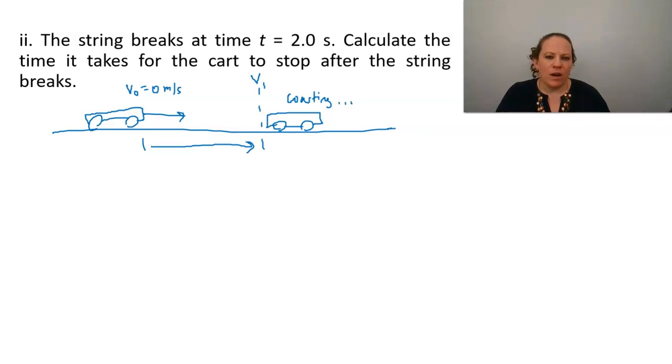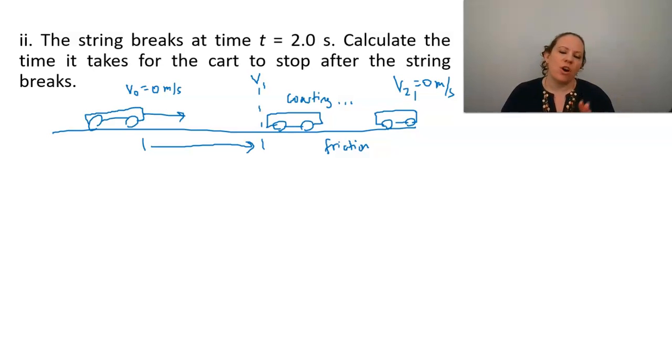And then somewhere over here, we're finally going to have, I'll call it V2 equals 0 meters per second again. And so we've got friction only that's going to be slowing our cart down. So we've got a few steps we are going to have to follow. First of all, we need to know how fast is our cart moving when the string breaks. So let's start with that.